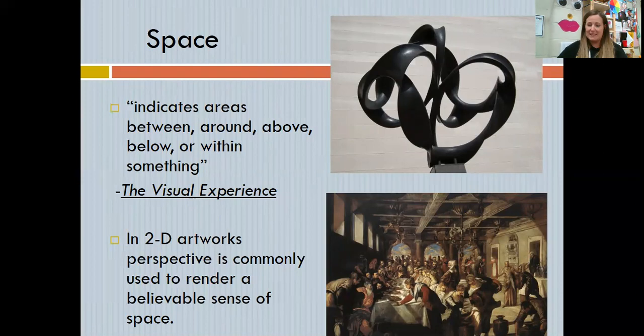All right, then we're going to have space. Now, space, when we're talking about something two-dimensionally, is going to usually be created through perspective, okay? So how we have things that are farther away in the distance, smaller and higher up on our picture plane, things that are closer to us are going to be larger, all right? But we can also talk about positive and negative space. And a lot of times when we're looking at three-dimensional artwork, we're talking about the space in between something, around it, above, below, or anything that goes through it, okay? So we're going to refer a lot to positive and negative space in here.